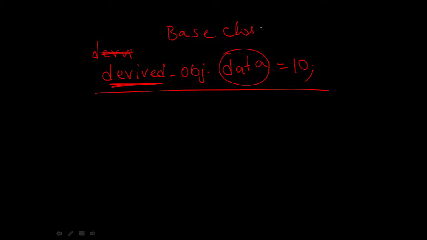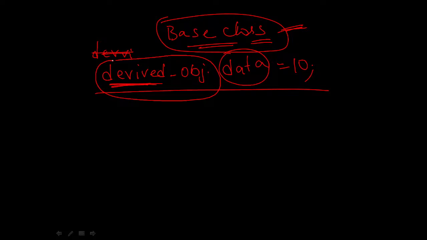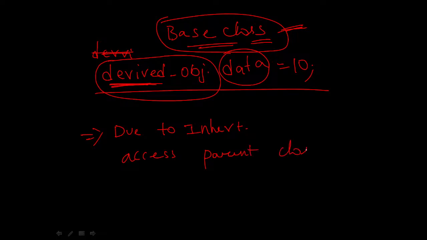Since the derived class is a child class of this base class, it can access the property which is present in this particular class. That's why we can access the data, the property which is present in the base class, using the child class handle. So I will write it here: due to inheritance, we are going to access the parent class property with the child class handle.